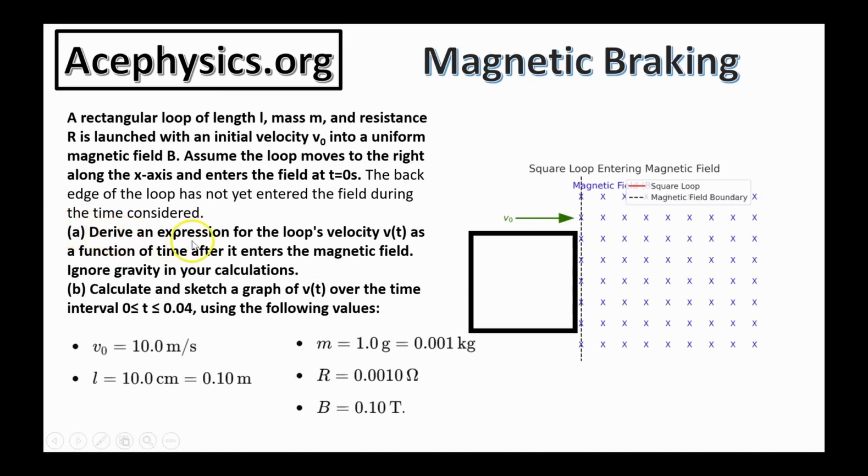A. Derive an expression for the loop's velocity v as a function of time t after it enters the magnetic field. You can ignore gravity. These are the given constants. v0 is 10 meters per second. The length of the loop is 0.1 meter. The mass of the loop is 1 gram or 0.001 kilogram. The resistance is 0.001 ohms. And the magnetic field is 0.1 Tesla.